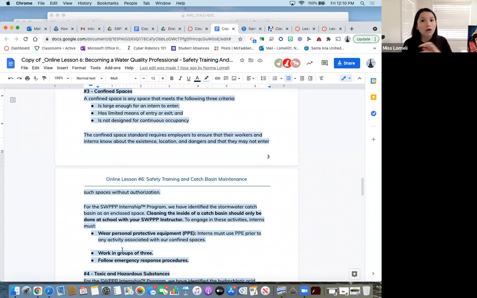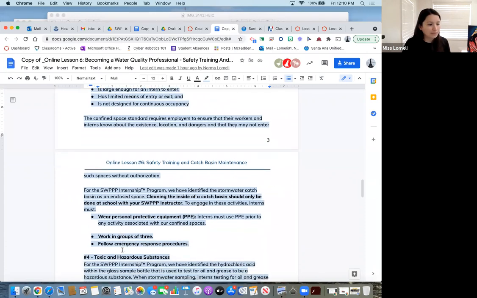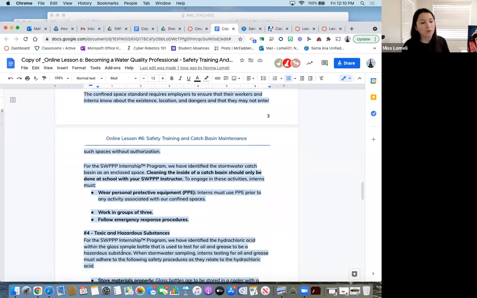But at home, you don't have access to a catch basin, only on school site. But it would be considered a confined space. If we were at school and we'd be cleaning out a catch basin, I have to be there watching you do it. We would have to be wearing our PPE. Interns must wear PPE prior to any activity associated with our confined space. Work in groups of 3. Follow emergency response procedures. All right.